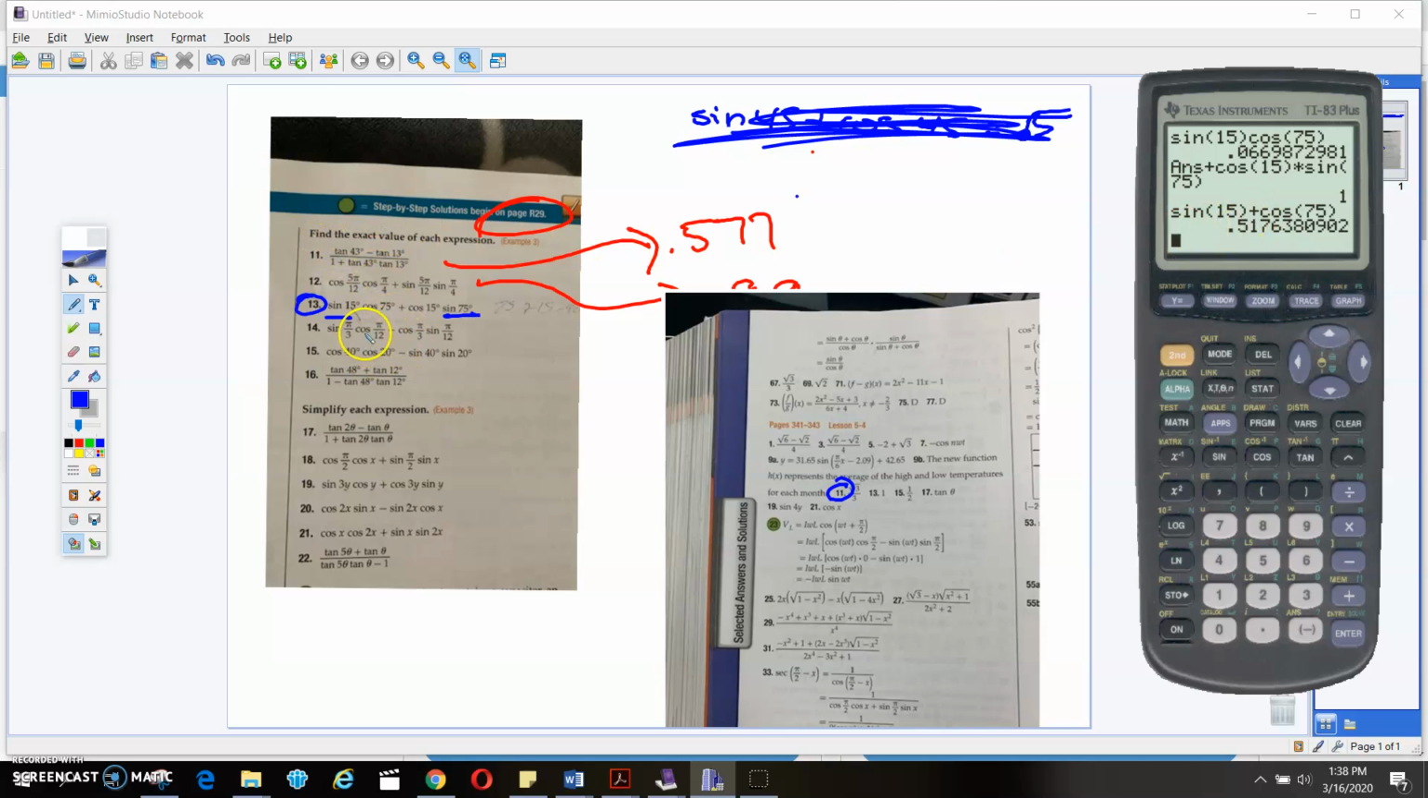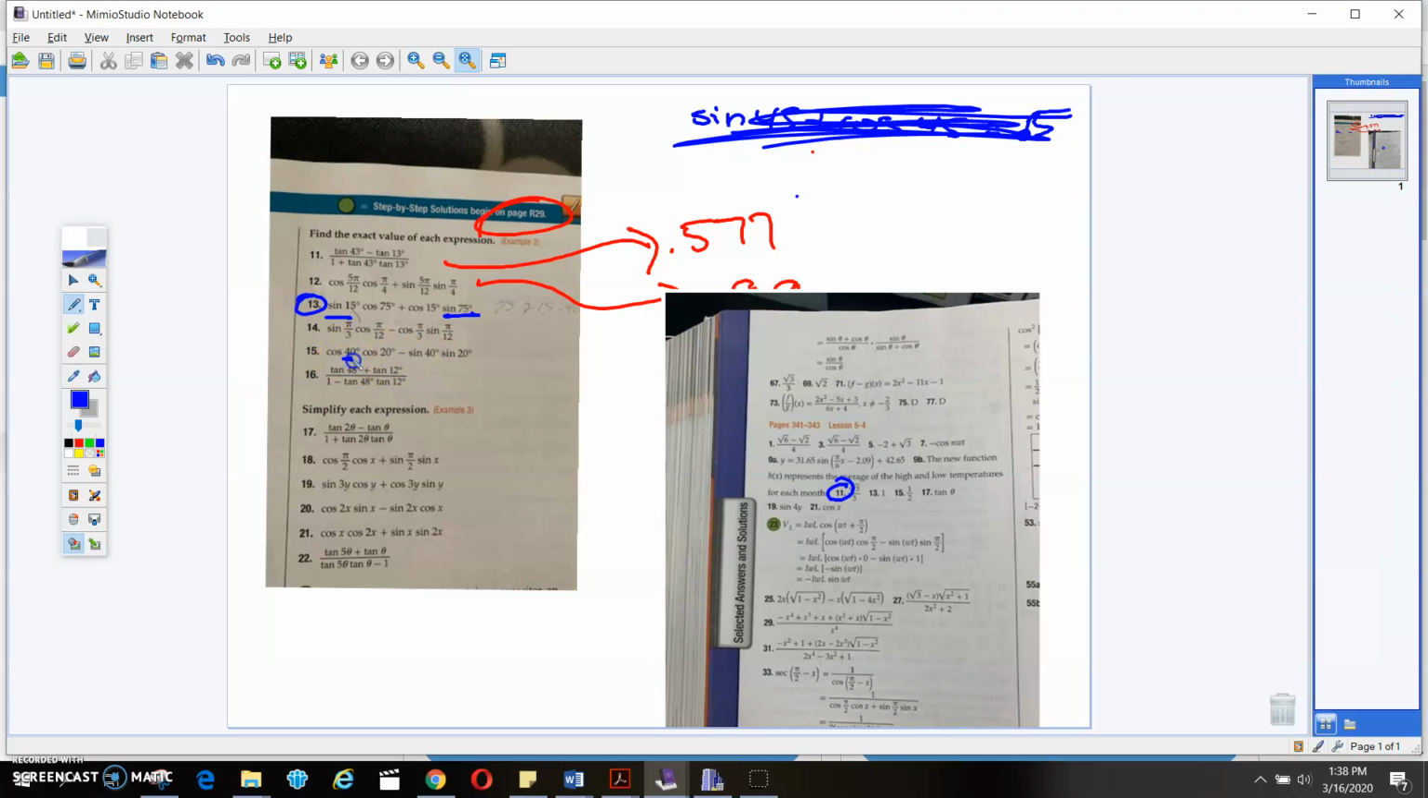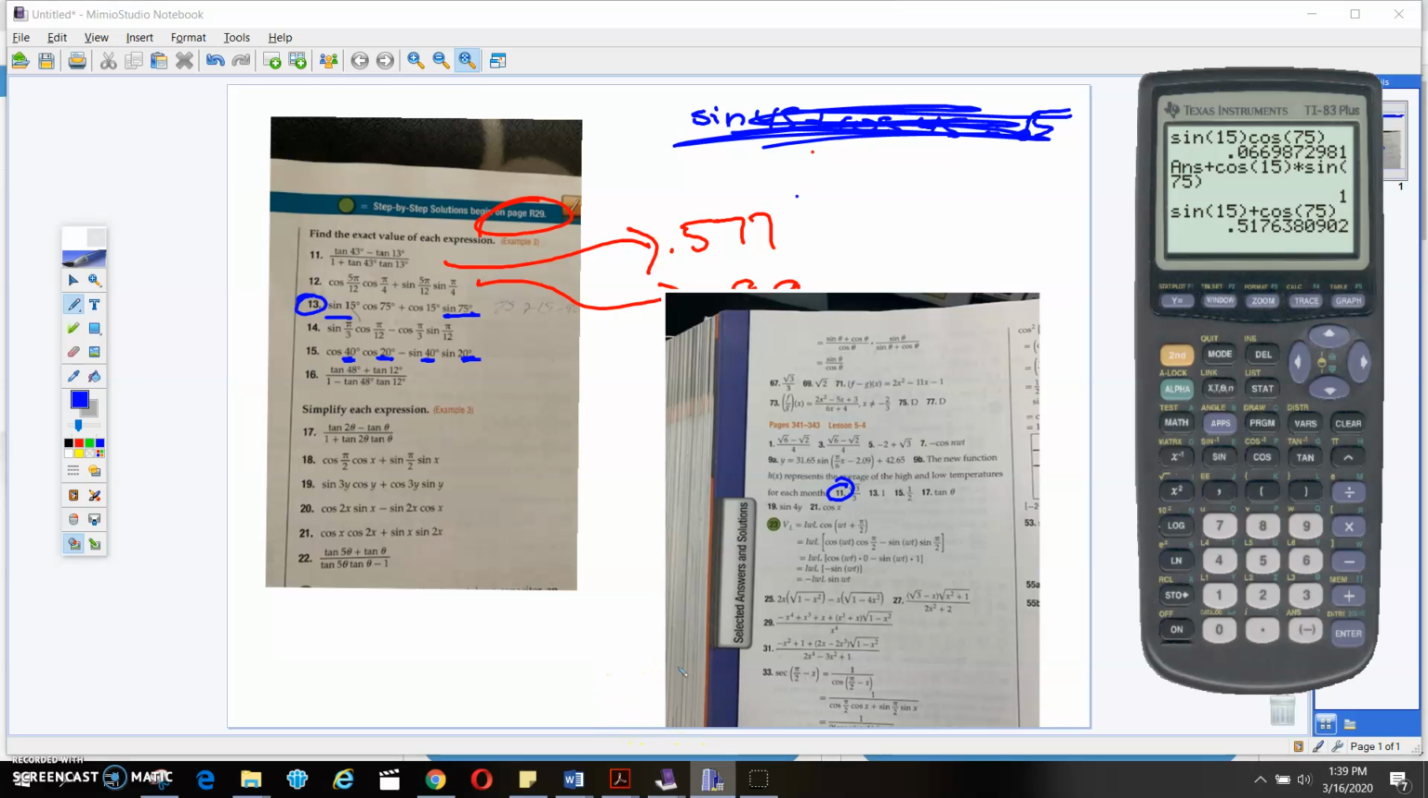So for 14, should be able to just plug that in. Let's go over 15. So 15 is kind of, you see the same theme of you got 40, 40 here, you got 20 here, 20 here, and they're alternating the signs. Oh, no, they're not. They've got both. So if we do that, let's plug that into our calculator.